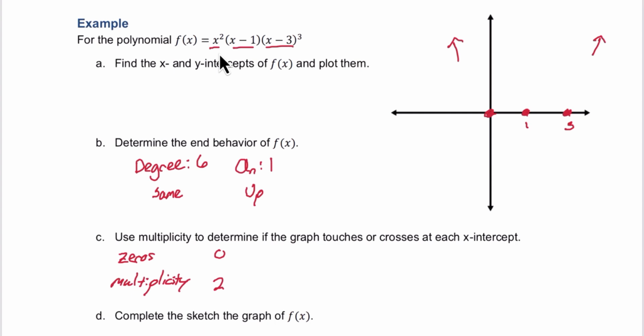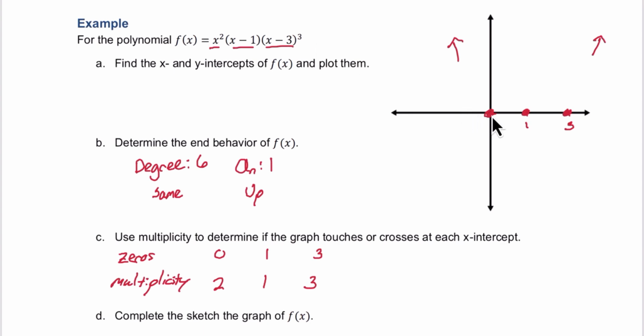The next 0 on our graph is 1, generated by this factor. Its multiplicity is 1 because of the power there. The next 0 we have is 3, generated by this factor. Its multiplicity is 3. So let's go through and see what's happening at each of these x-intercepts.